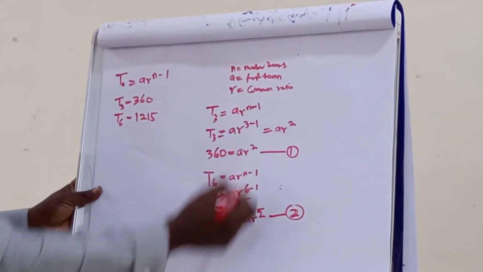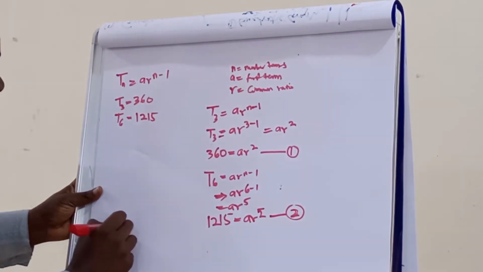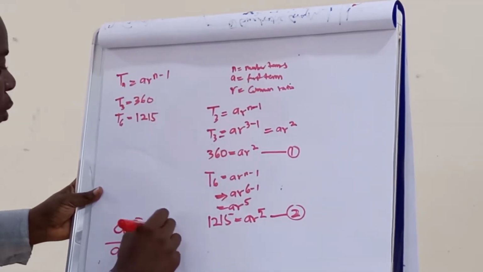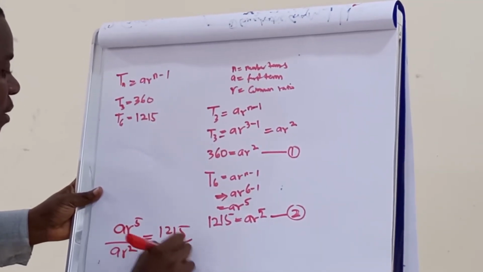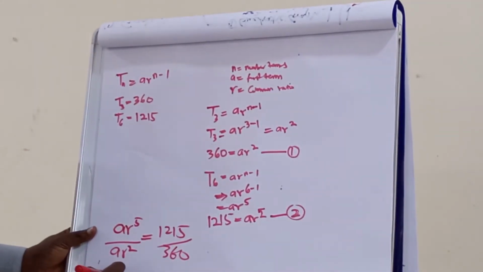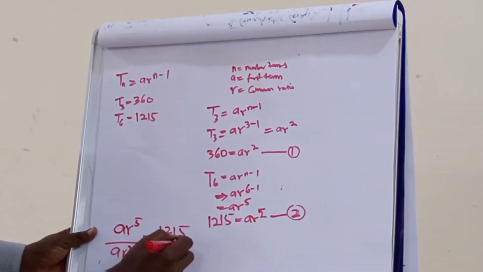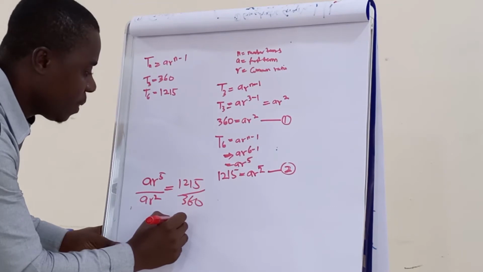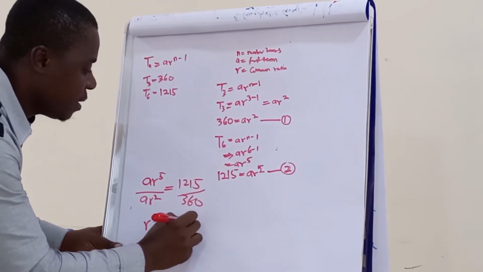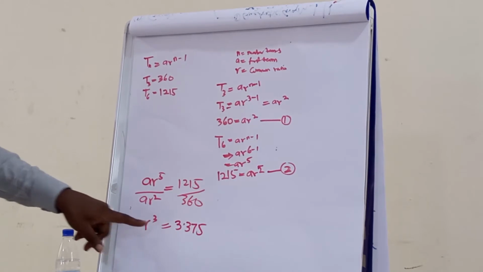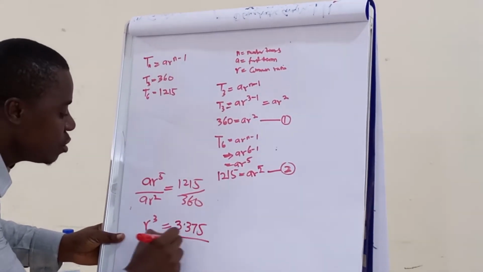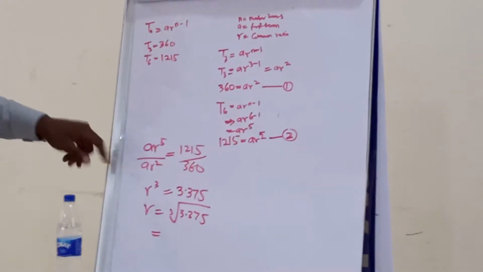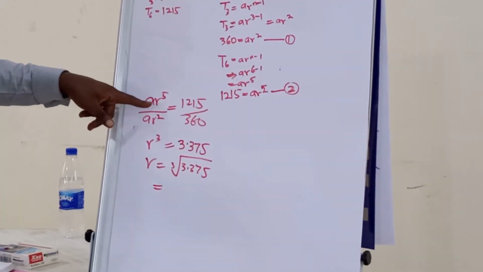So look at these two equations. You divide equation 2 by equation 1. You have something like this: ar^5 over ar^2 is equal to what? 1215 over 360. By the time you cancel these two, you have something like this: r^3 equals 1215 divided by 360. Who can help us with this? 3.375. We know that this is the answer. For you to get r, you have to do what? The cube root of 3.375. That's the answer.